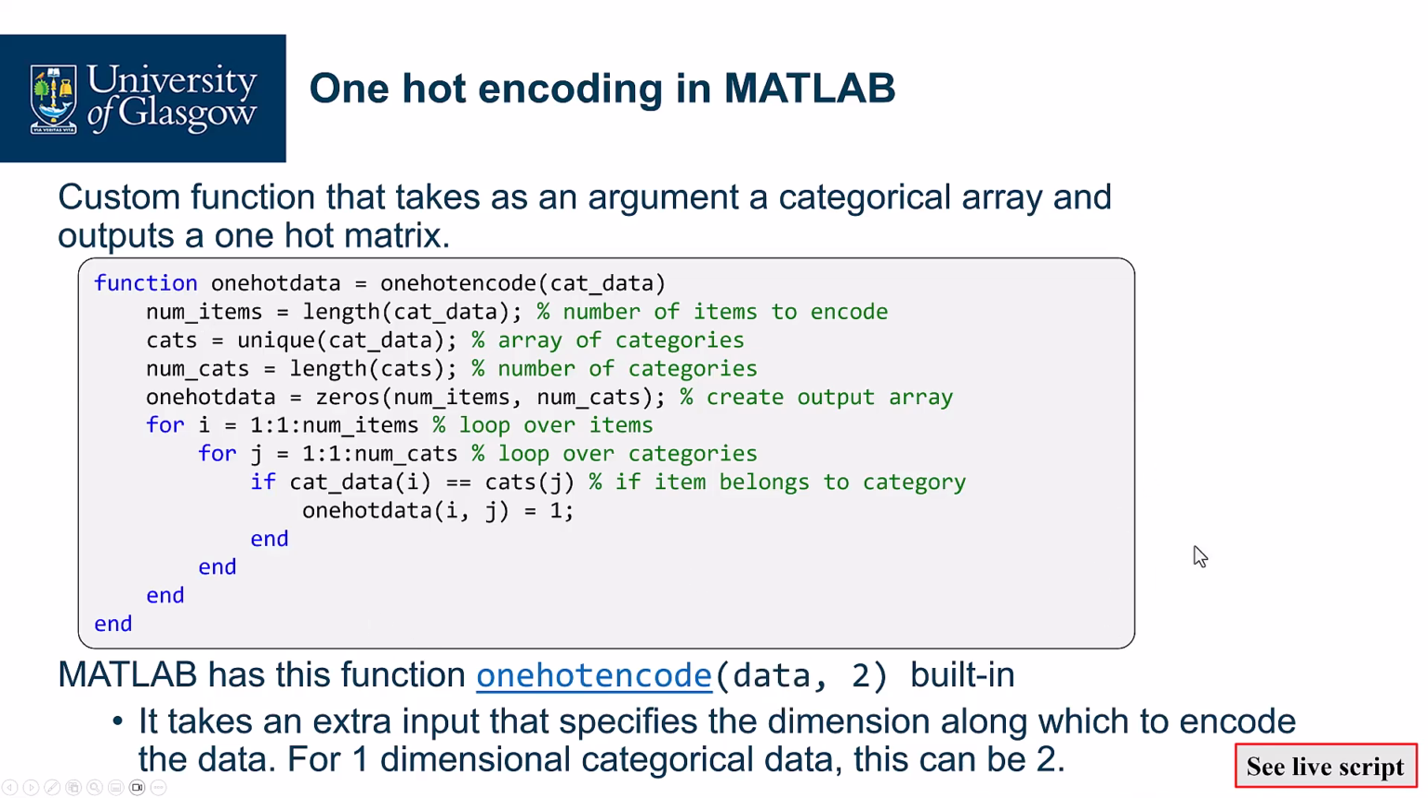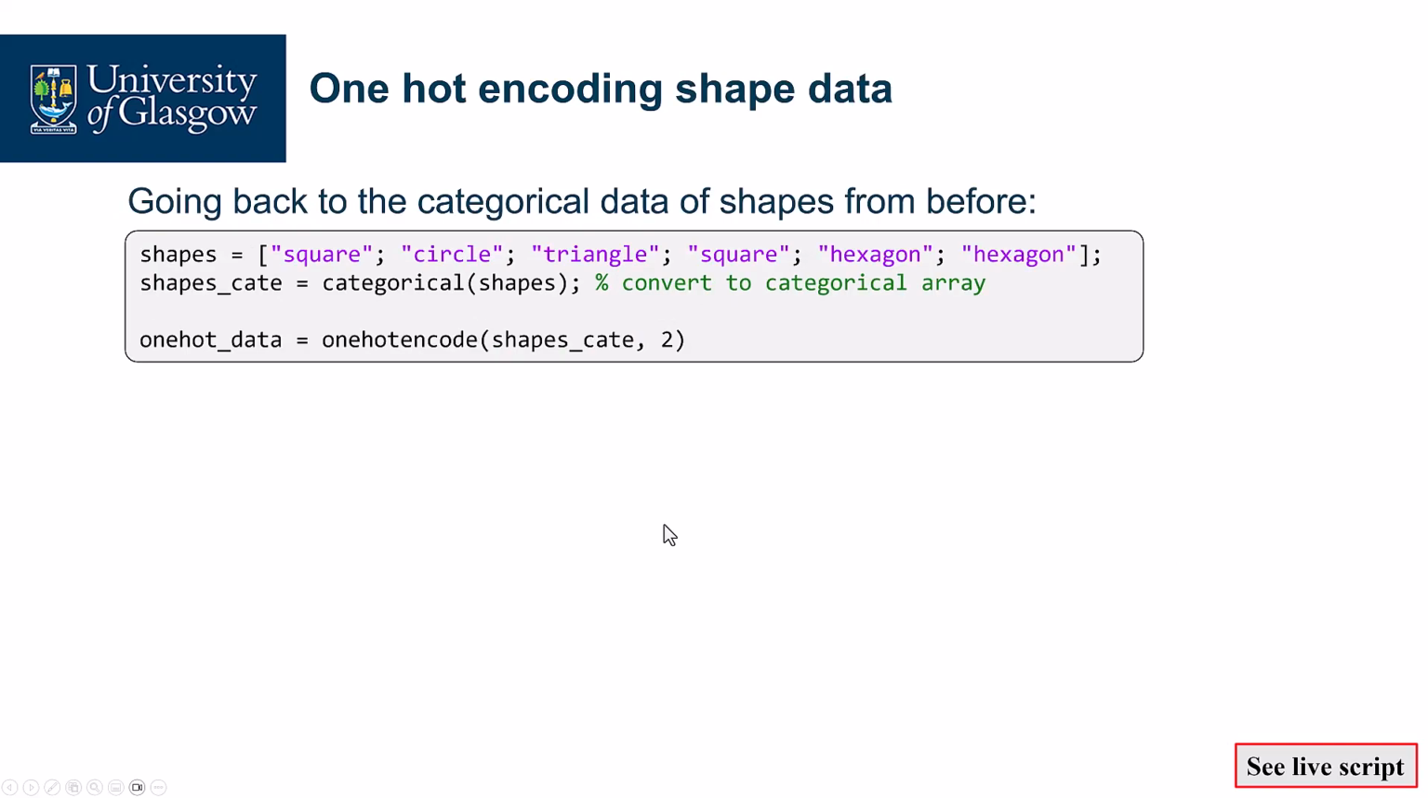So let's see an example. So we can see we generate the shapes matrix. Then from here, we change it to a categorical array. And one-hot encode, this function only accepts categorical arrays. So categorical arrays is here. You can't put shapes just directly here. You need to first change it to a categorical array. Shapes cat, then we put it here. 2 means dimensions.